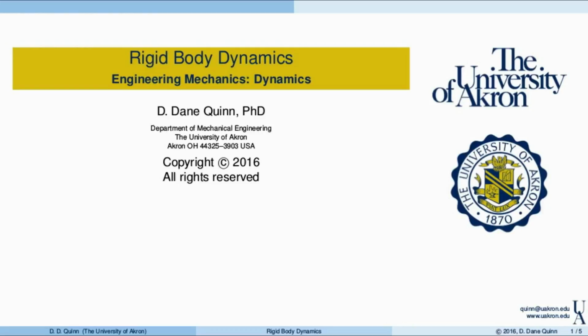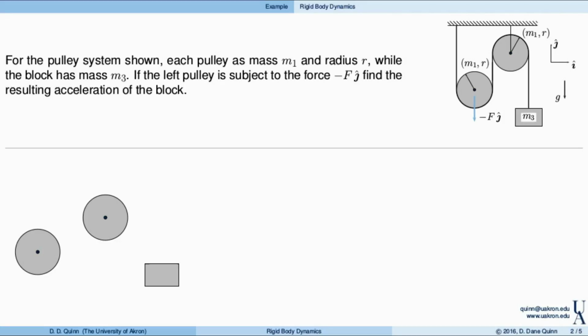I'm Dane Quinn from the University of Akron, and today we'll do another example on rigid body dynamics. So we have a pulley system as shown to the right, and each pulley has mass M1 and radius R.